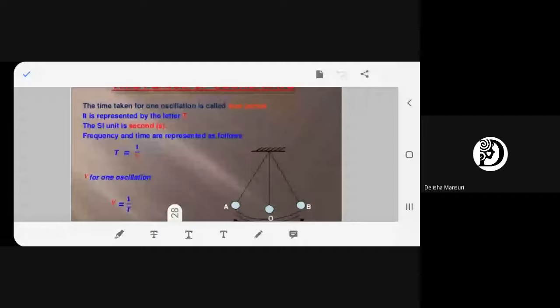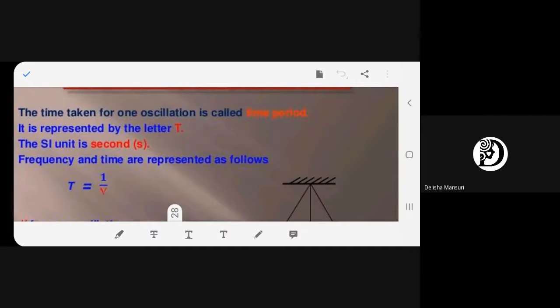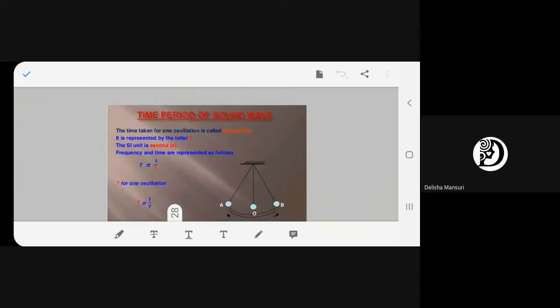Now time period is noted by capital T. Here you can see T. Right? And what is the unit of the time period? It is second, that is s. How do we denote frequency and time period? T is equal to 1 upon nu, where nu is the frequency and T is the time period. Similarly, if I ask what will be frequency, then you can automatically say it has to be 1 upon T. This is the relation between frequency and the time period. Understood, beta? Any problem regarding this?